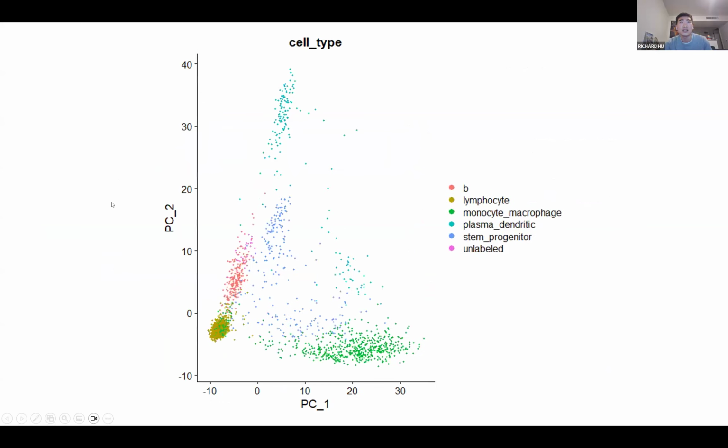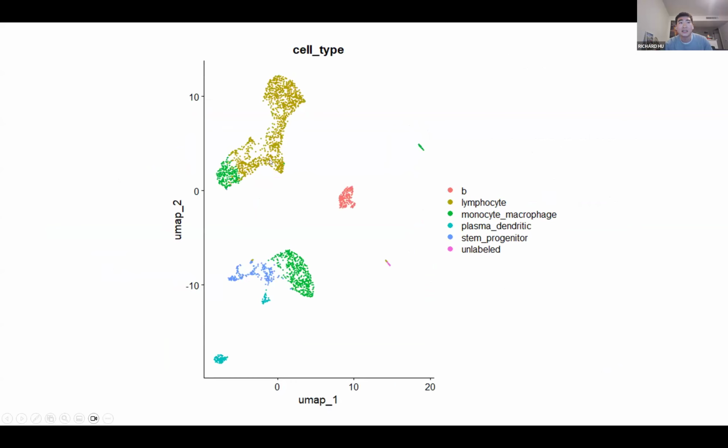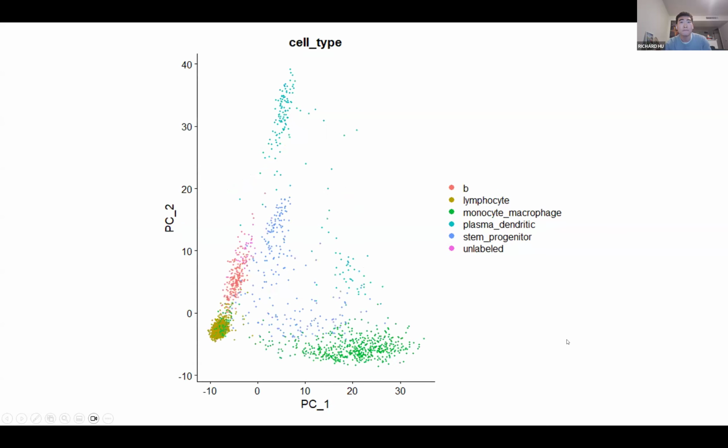Oh yeah, sorry, we can go back. This shows that the general cell types are there, but especially for lymphocytes, I need to do further refinements in my subclusters. And looking at PC variables, it does seem that on PC1 and PC2, there is some differentiation of these different cell types.